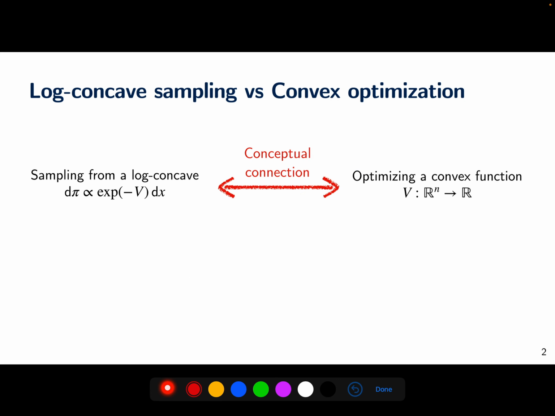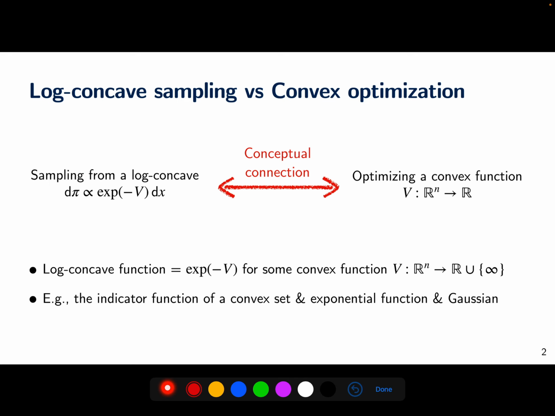Let me start with some conceptual connection between log-concave sampling and convex optimization. You can think of log-concave sampling, roughly speaking, as the sampling counterpart of convex optimization, because analysis and algorithmic designs of convex optimization have motivated the log-concave sampling literature. Also, if you're able to sample from e to the minus V, then you can do optimization of the convex function V as well.